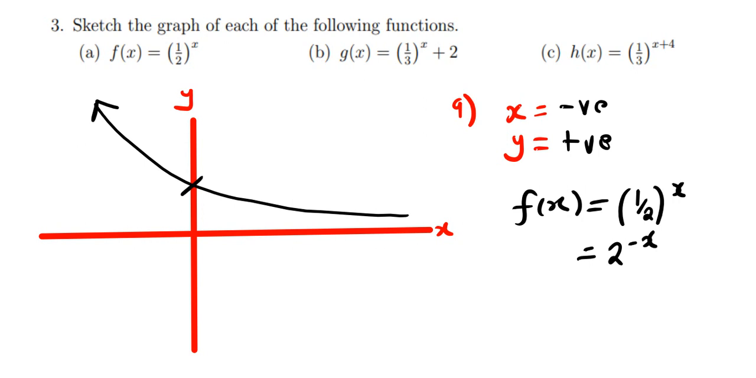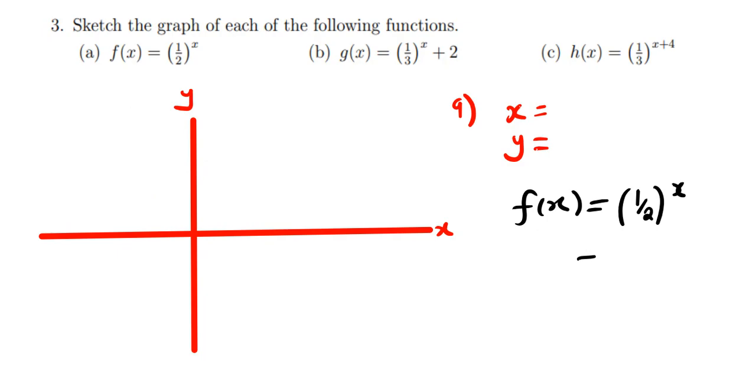We have to find this point where it's cutting the y-axis. So to find that point, you know that on the y-axis x is equal to 0. So if I put a 0 here where there is x, any number to the power 0 is just a 1. So this is 0 comma 1. So that is that point. So that's how you're going to solve the first question.